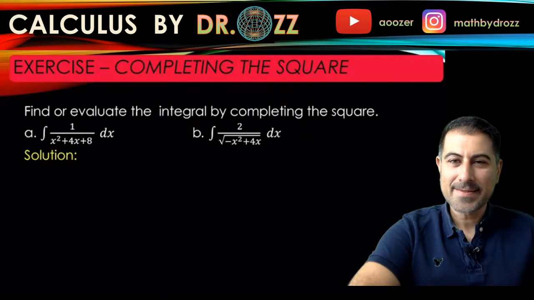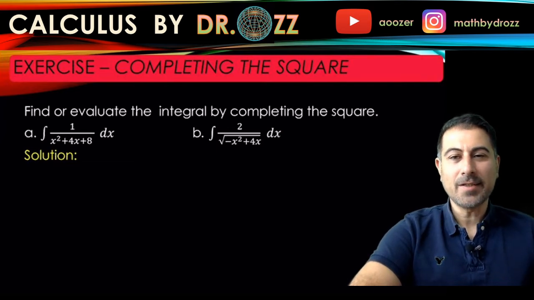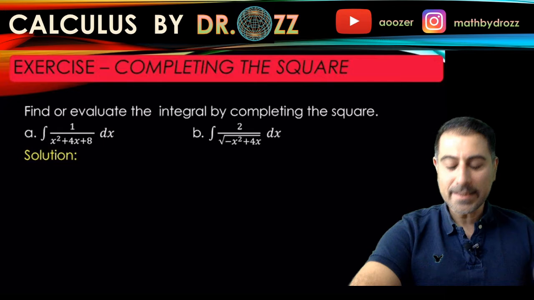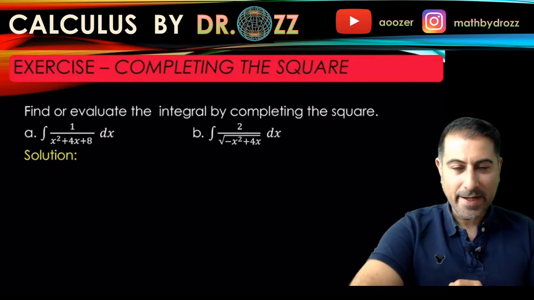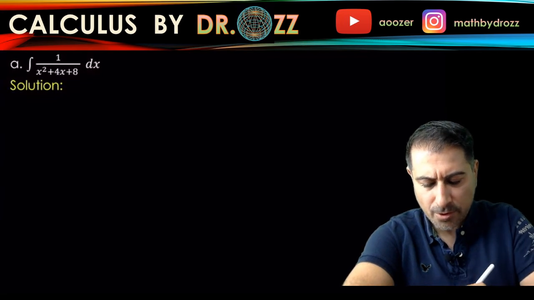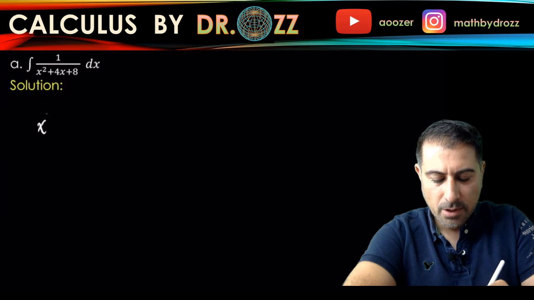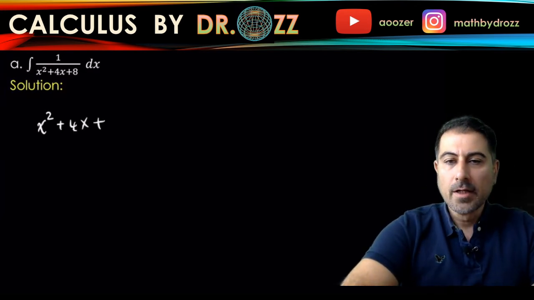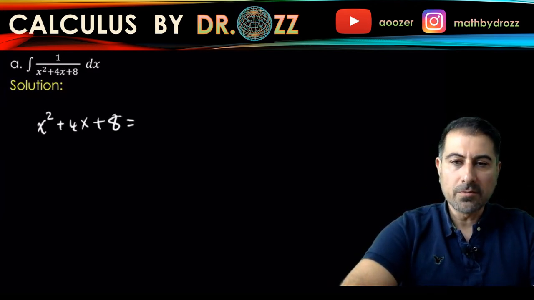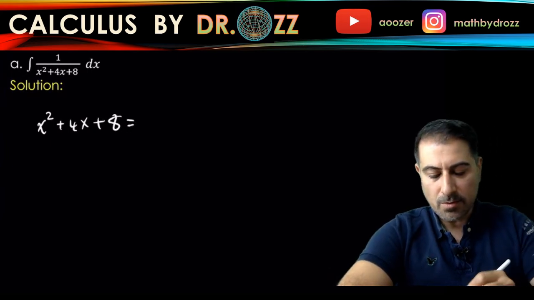All right, so let's look at part A. We have 1 over x squared plus 4x plus 8. This is the kind of question where we test your skills on completing the square. So let's work with the polynomial first before we tackle the integration. I'm going to complete this to a square. There are certain formulas all over, but the one that I'm going to use is a very simple one. So here you go.